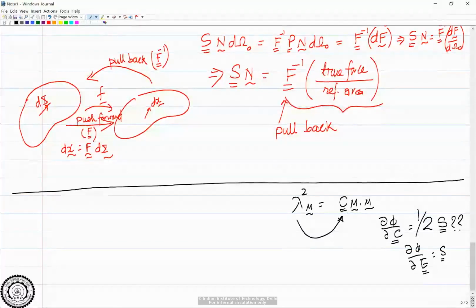Okay? How did you relate? Because you see here, this lambda square is coming from C, isn't it? It's a component of C. Yes, sir. So, and we know the derivative of phi with respect to C is half of S. Yes. So the derivative of phi with respect to one of the components of C will be one of the components of S. And the component of C is nothing but lambda square. Yes, sir. The diagonal component is lambda square. Okay, sir.